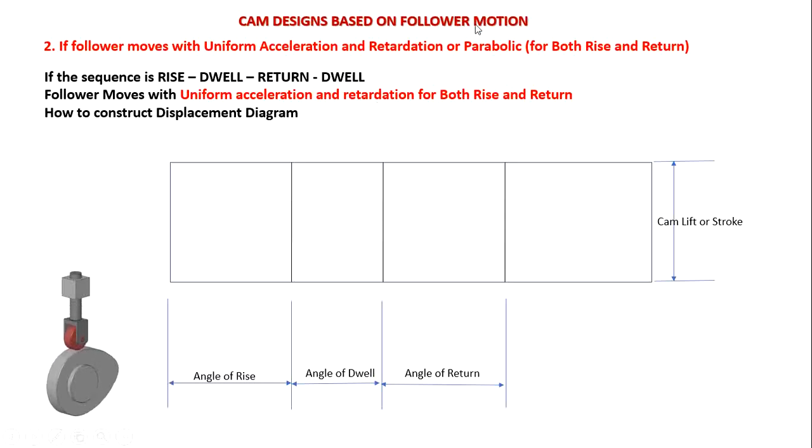Now, if it is moving with uniform acceleration and retardation, or parabolic motion, the first step here is to divide the angle of rise into 6 equal parts, and the angle of return into 6 equal parts like this.